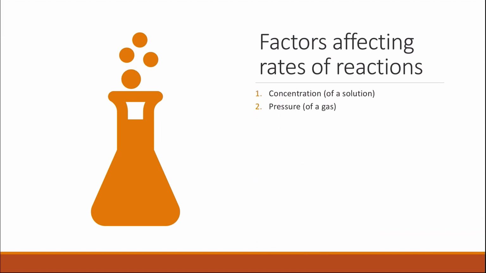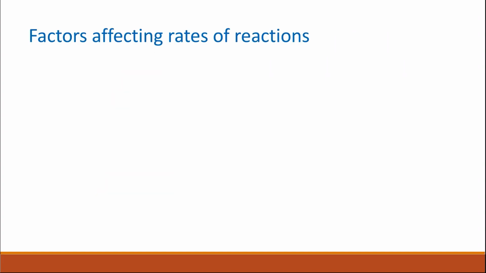The first two are the concentration of a solution or pressure for gases. Normally we can measure the concentration of a solution, but we don't do that for gases. For gases, we usually deal with pressure. Then there's the surface area of the reactants. The fourth factor is the temperature of the reaction, and finally the catalysis, or the use of a catalyst. So let's start talking about these factors one by one.